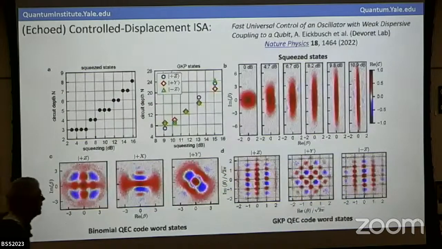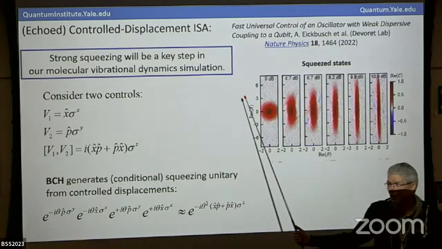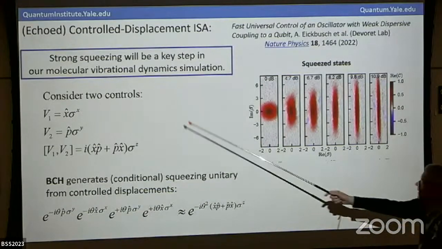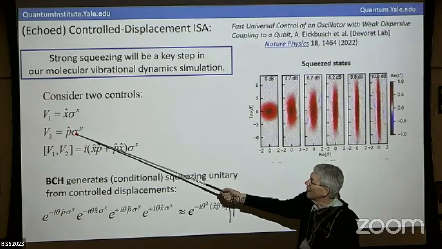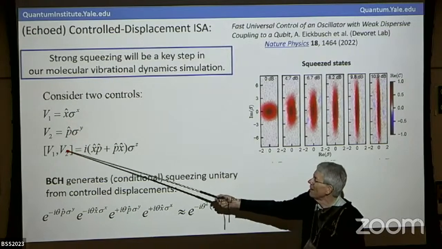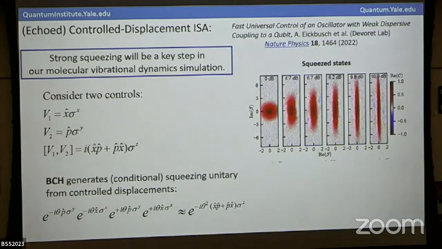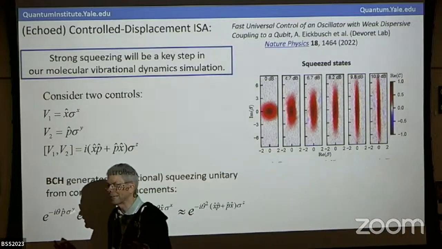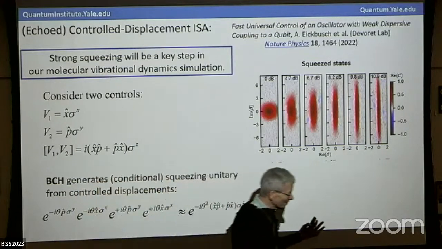Good. Okay. So it turns out that we're going to need this squeezing for our molecular vibration quantum simulation experiment. And I chose, with malice aforethought, the two control things, which are our two generators of control displacement. Their commutator is exactly the squeezing operator. So how do I know that? Well, last year, for the first time, I discovered there's this thing called classical mechanics. And last year I taught it for the first time in my life. Wow, I learned so much.